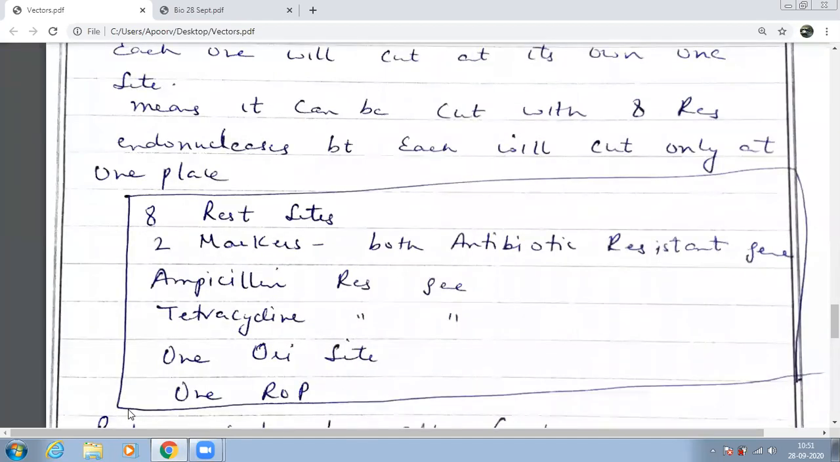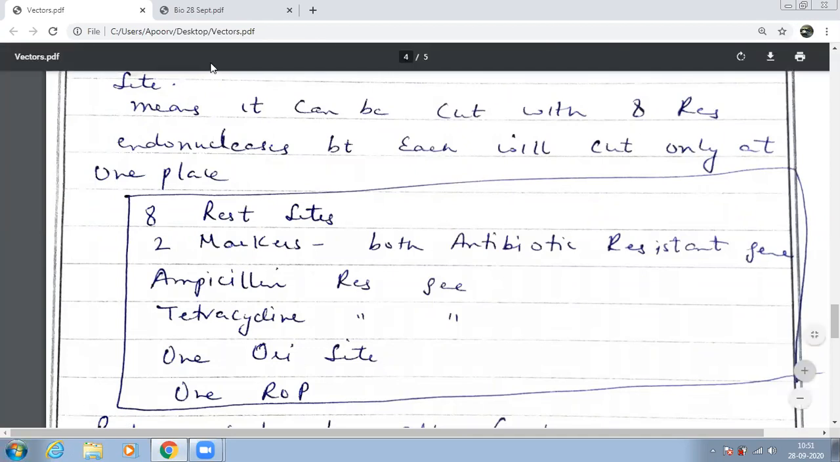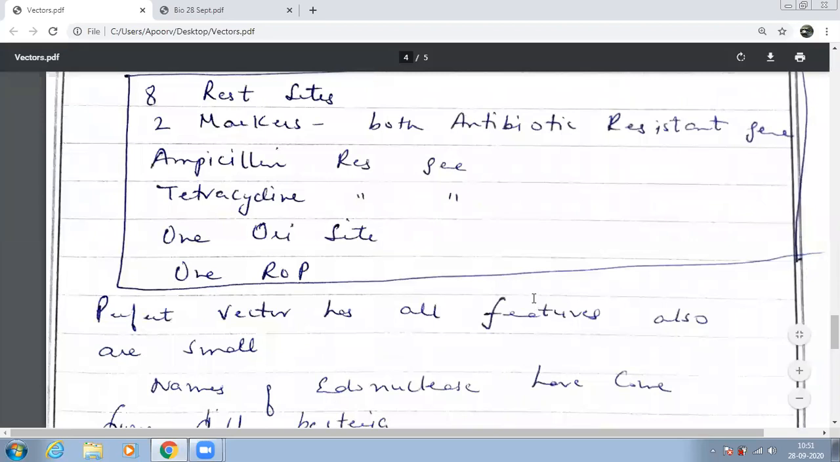How many markers? 2. How many ORI sites? 1. How many ROPs? 1. Okay, now I'm telling you about this part, but you need not learn this. No need to learn. Perfect vectors have all the features.